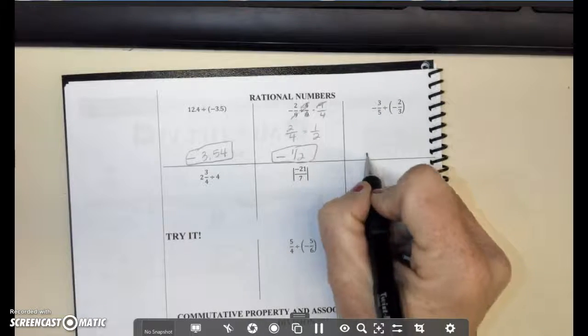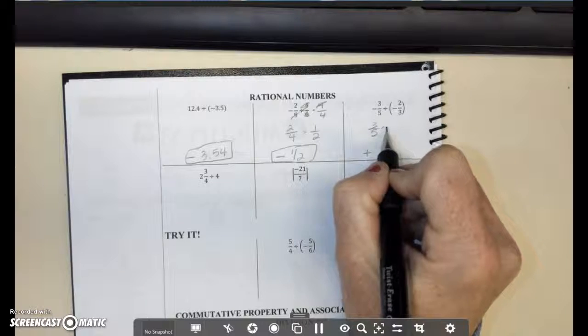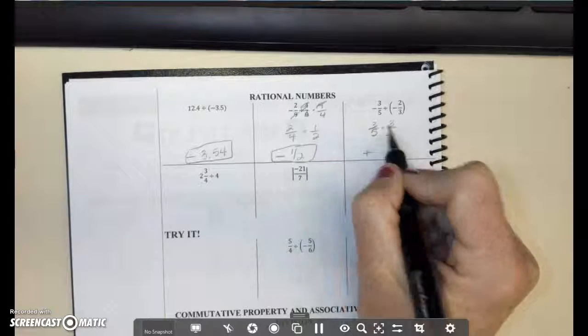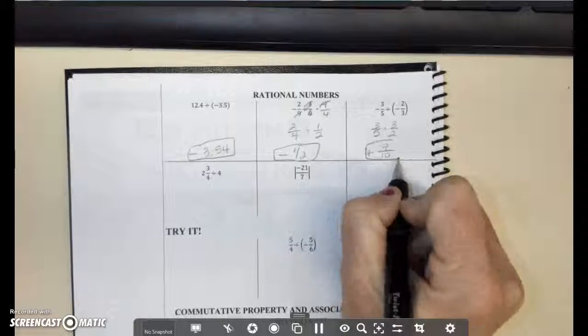Negative divided by a negative would be a positive, so 3/5. Dividing by 2/3 is the same as multiplying by 3/2. So 3 times 3 is 9, and 5 times 2 is 10.